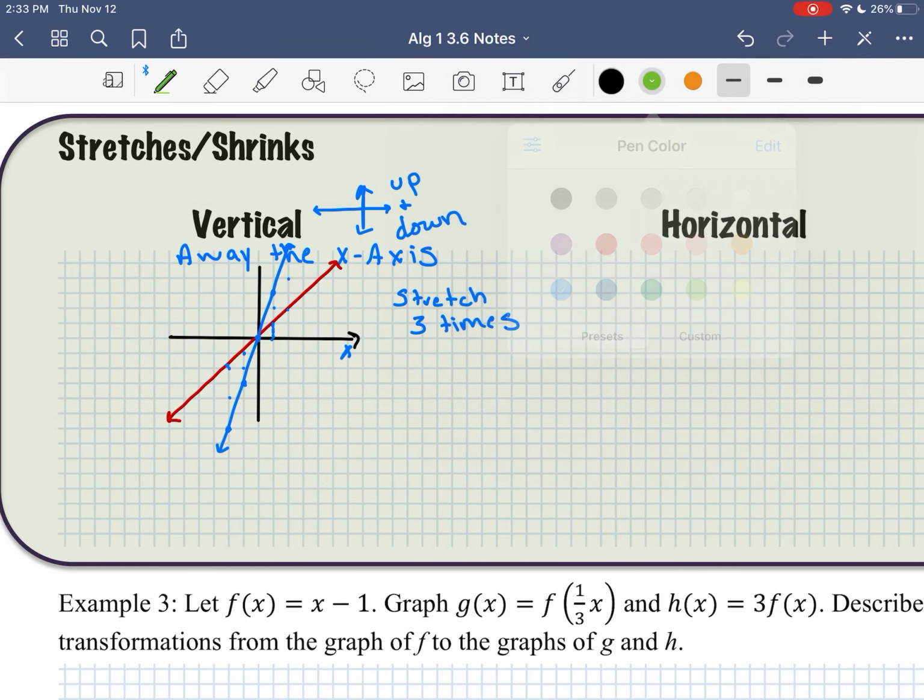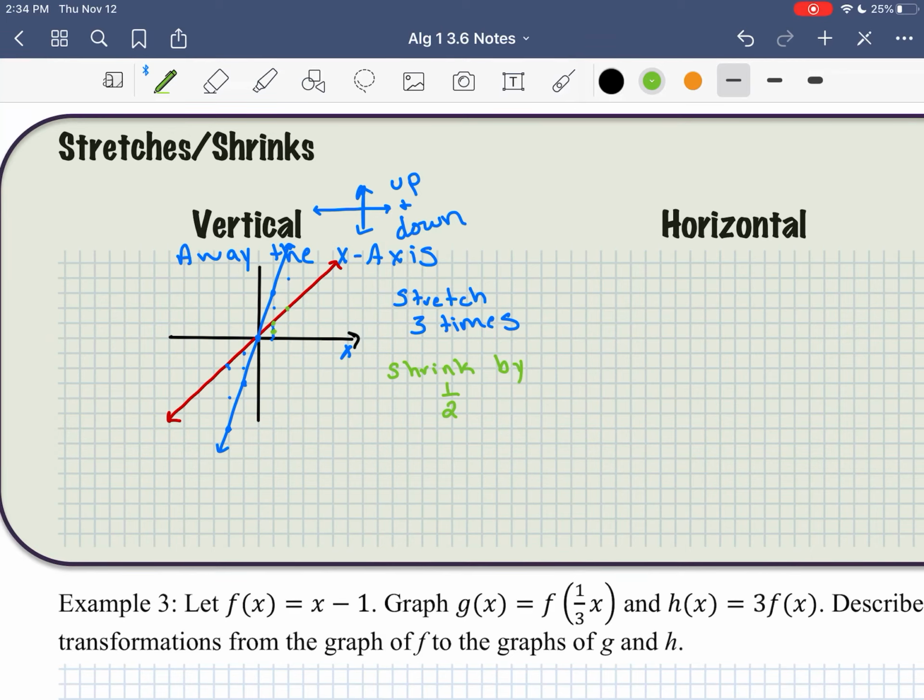Okay, now a shrink on the other hand, let's go a shrink by 1/2, because 1/2 is going to make it smaller. So you think if you multiply something by 3, okay, it's going to make it bigger. If you multiply by 1/2, it's going to make it smaller. So here I want to make all these points half as far. So this point here now is going to be half as far, so it needs to be right there.